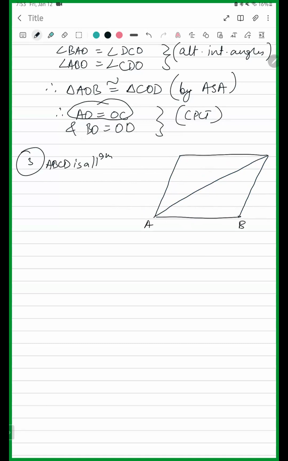Can't you prove this by alternate interior angles? Yes, yes, we have to take alternate interior angles. I'll just go step by step. I won't write it in detail over here.